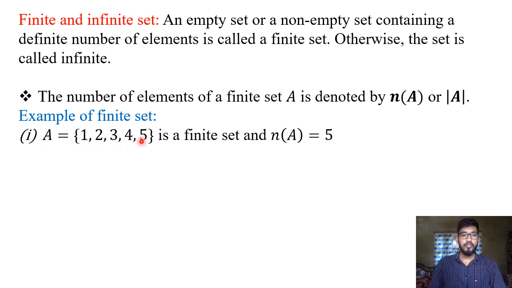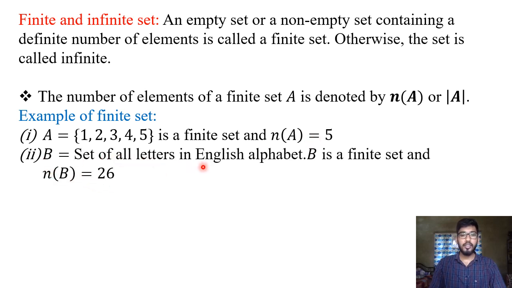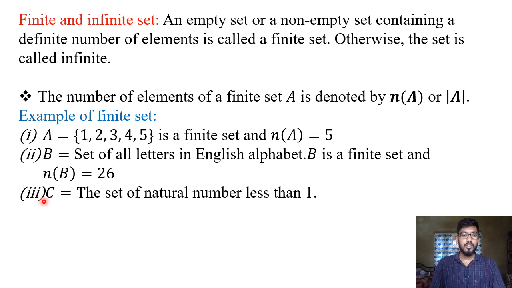Examples will make it clear. Example of a finite set: A equals 1, 2, 3, 4, 5. This is a non-empty set, but it contains a definite number of elements, that's why this is a finite set, and the number of elements in A is 5. Number 2: the set of all letters in the English alphabet. This set has a definite number of elements, 26 letters, so the number of elements is 26, and this is a finite set. Number 3: C equals the set of natural numbers less than 1. There is no natural number less than 1, so this is an empty set, and as written before, empty sets are finite sets. So this is also a finite set.